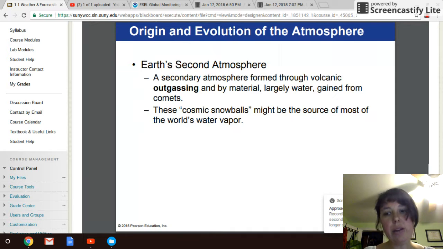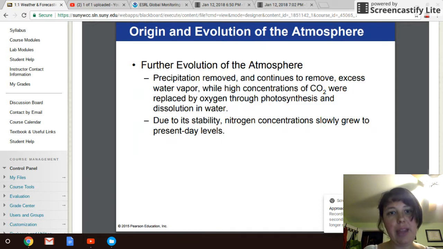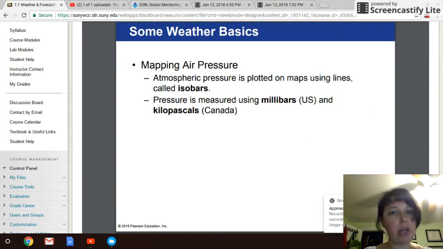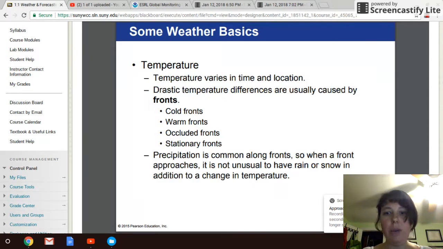So on that note, there's some terminology that goes on to talk about Earth's origins and atmospheric material, and then just some terms like what is weather and pressure, what is mapping, what is station reading. Please take the time to just read through some of those terminologies.